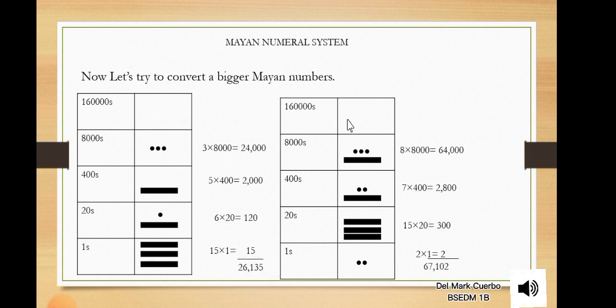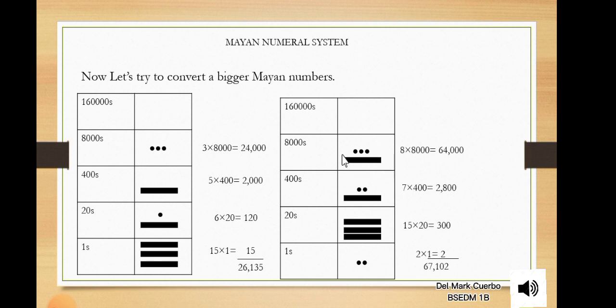Another example, we have here a group of Mayan numerals. We can tell that this is a big number because of the place values that have been used: 1, 2, 3, and 4. So it is in the 8,000s place, which means this group of Mayan numerals ranges from 8,000 to 159,000. So here in the 8,000s place, we have a bar, and again, a bar is equal to 5.